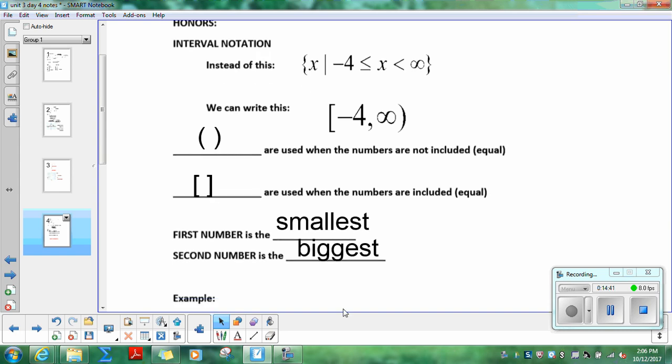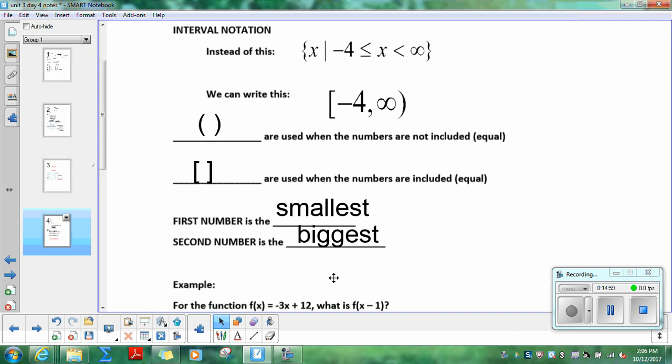We will practice this more when it comes to inequalities, but this will not be on your test, so don't worry about it. All you need to know is set builder for your test. But I thought it's a good place to introduce it because we are talking about these domain and range. So I just wanted to show it to you.